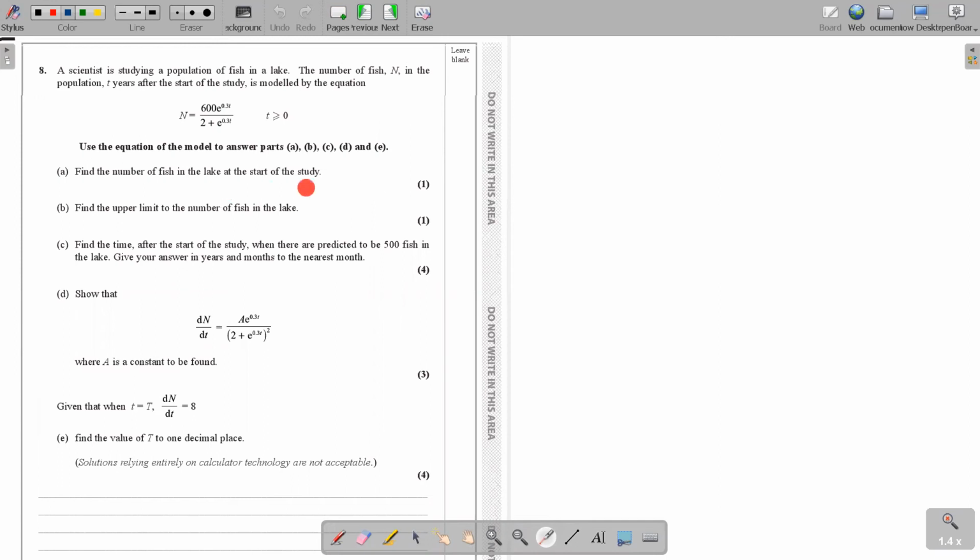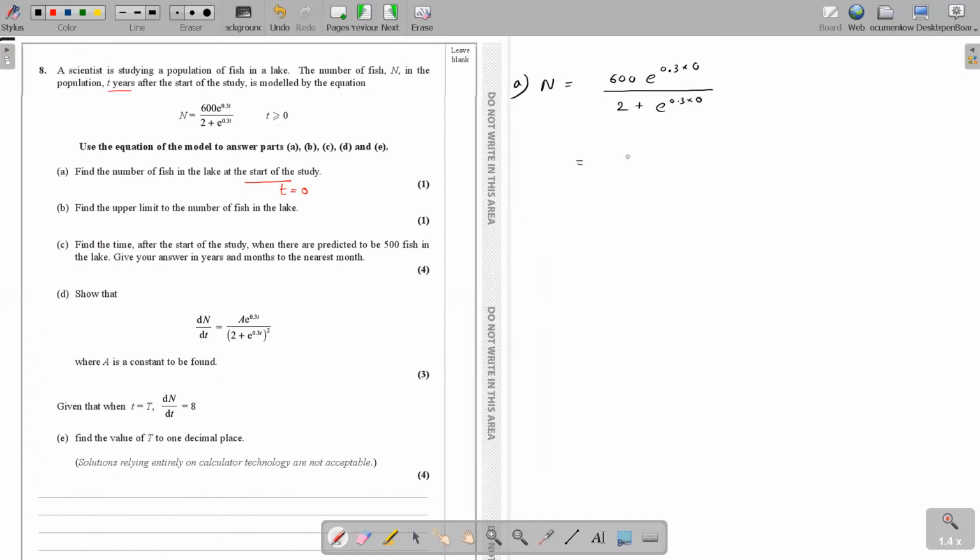Find the number of fish in the lake at the start of the study. At the start means the start, obviously they are referring to time here. At the start, time is 0. So what's the number of fish you have in the lake? N equals 600 e to the power 0.3 times 0, because time is 0, divided by 2 plus e to the power 0.3 times 0.